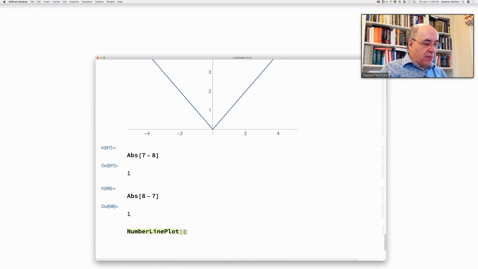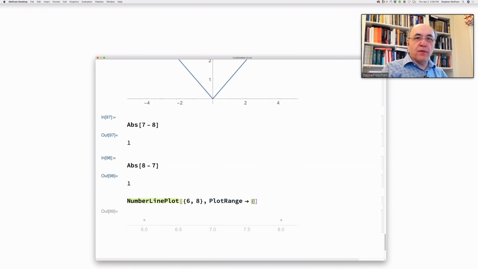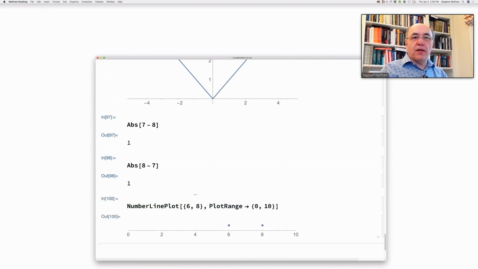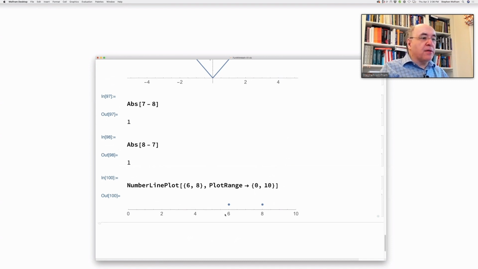We could say something like 6 and 8, put that on a number line plot. Okay, so there's our number line plot. Let's say plot range from 0 to 10, for example. So there's 6 and 8 on our number line. How far apart are these? Well, they're two apart. If we say, what's the subtraction, 6 minus 8 will get minus 2. But if we just ask what's the distance apart, it's just 2.